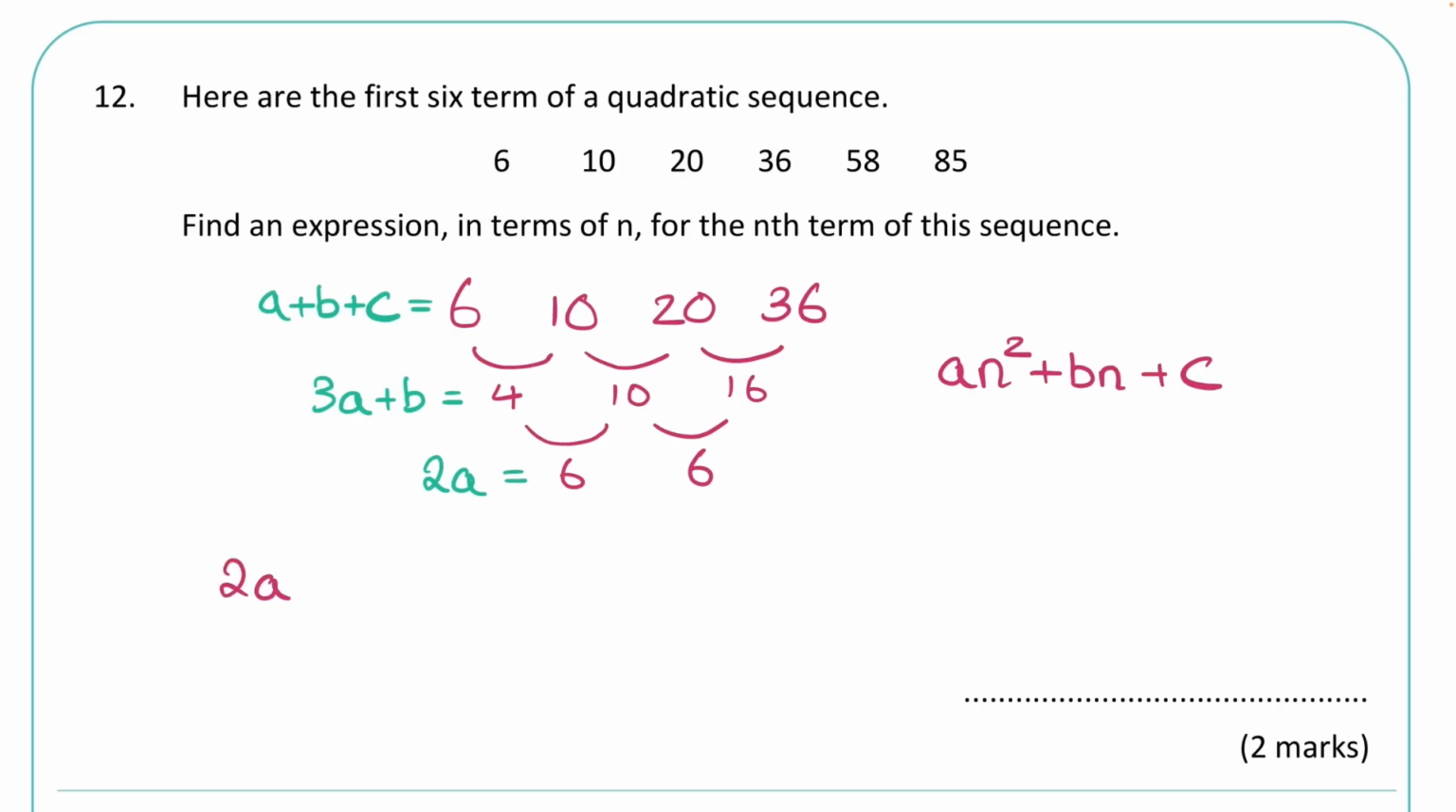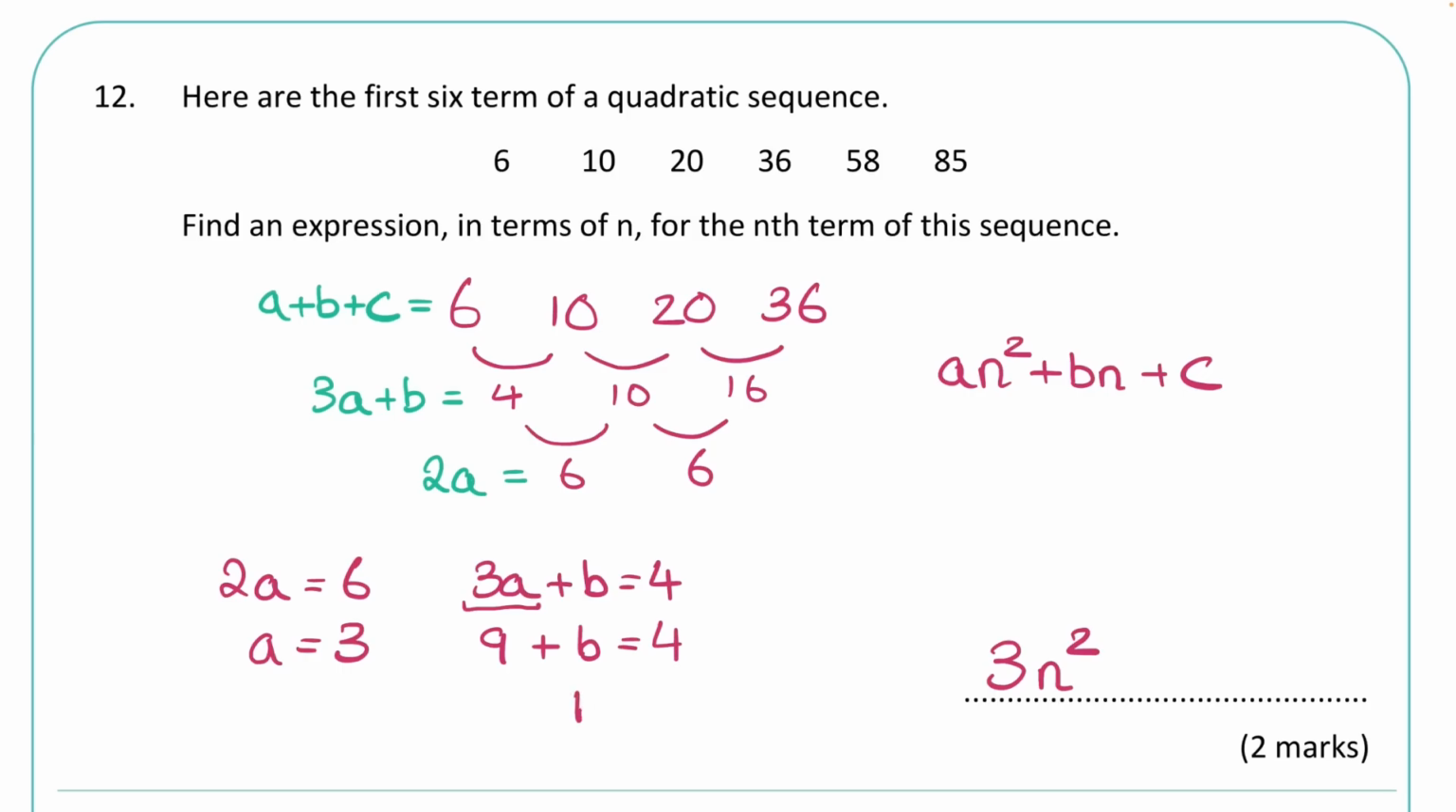So we have 2a is equal to 6, divide by 2, a is equal to 3. So we can start our quadratic nth term off, because a is 3, so we know it's 3n squared. We can then move to the formula above. 3a plus b is equal to 4. We now know that a is 3, so 3a becomes 9. So we have 9 plus b is equal to 4.